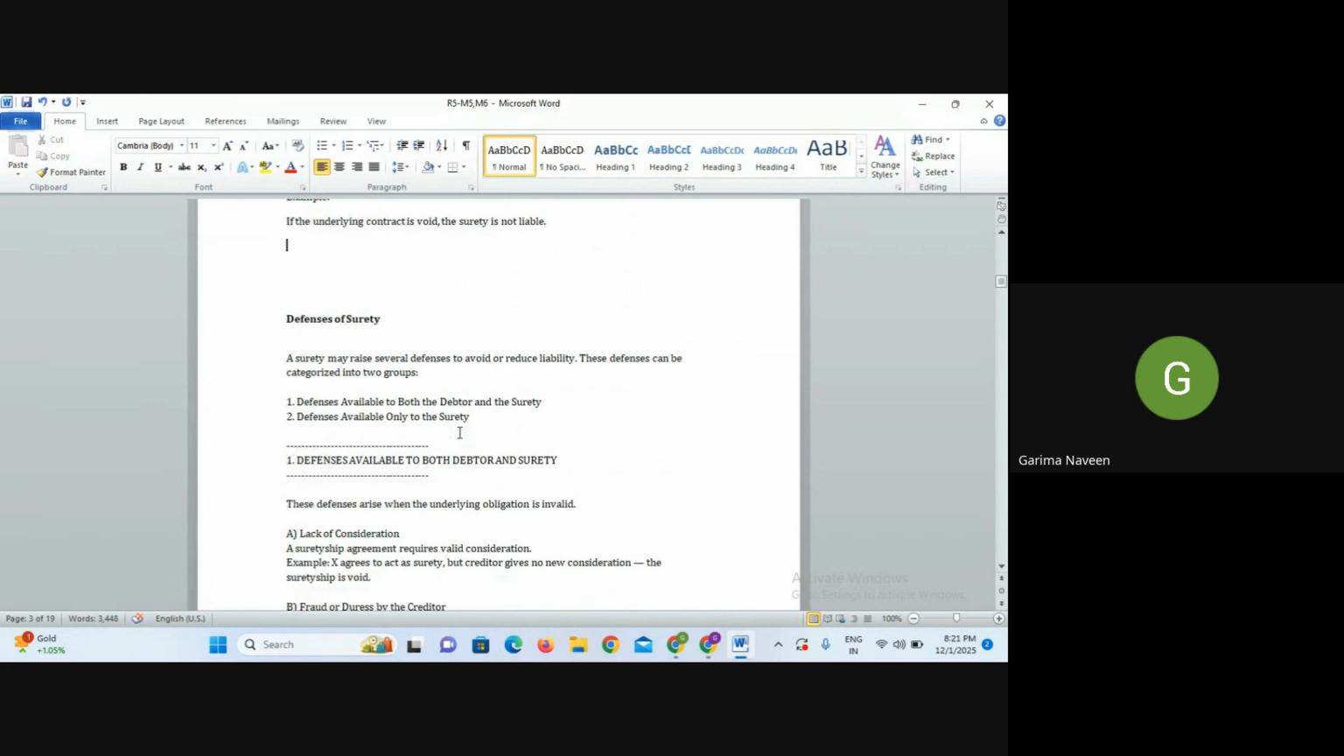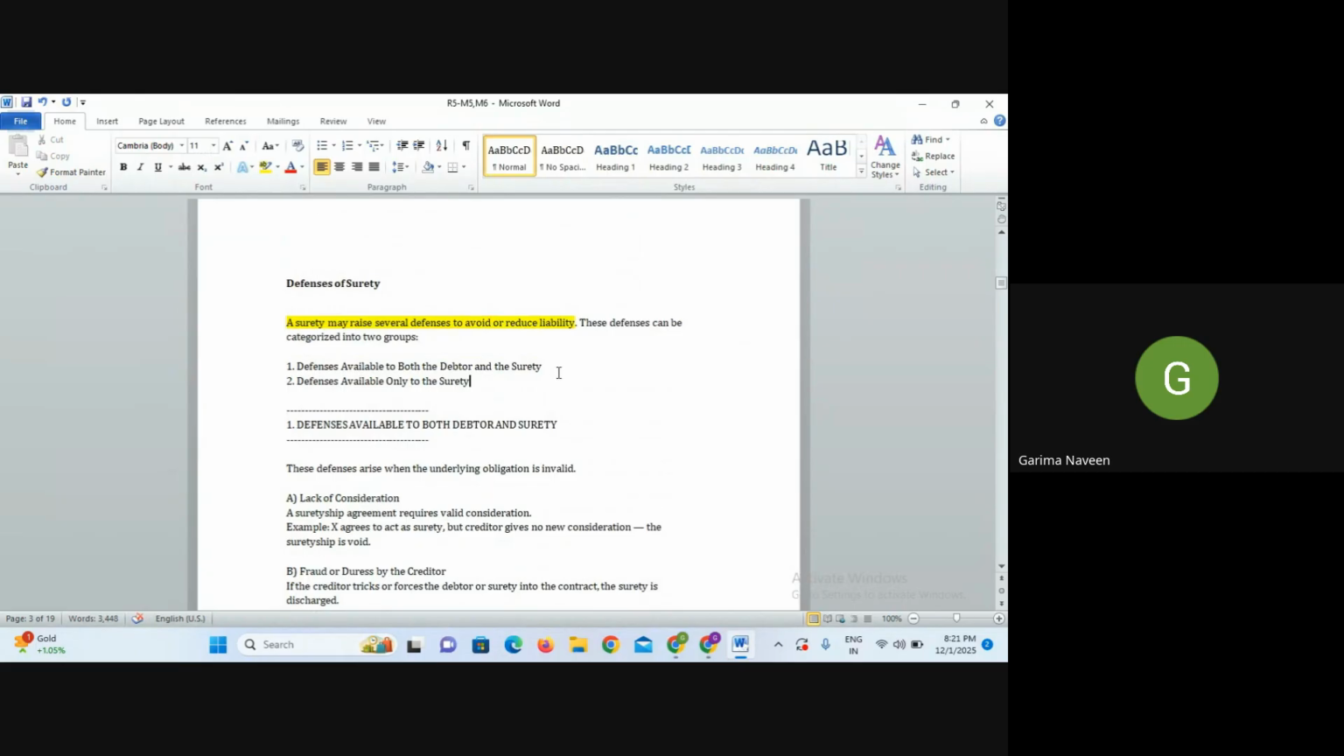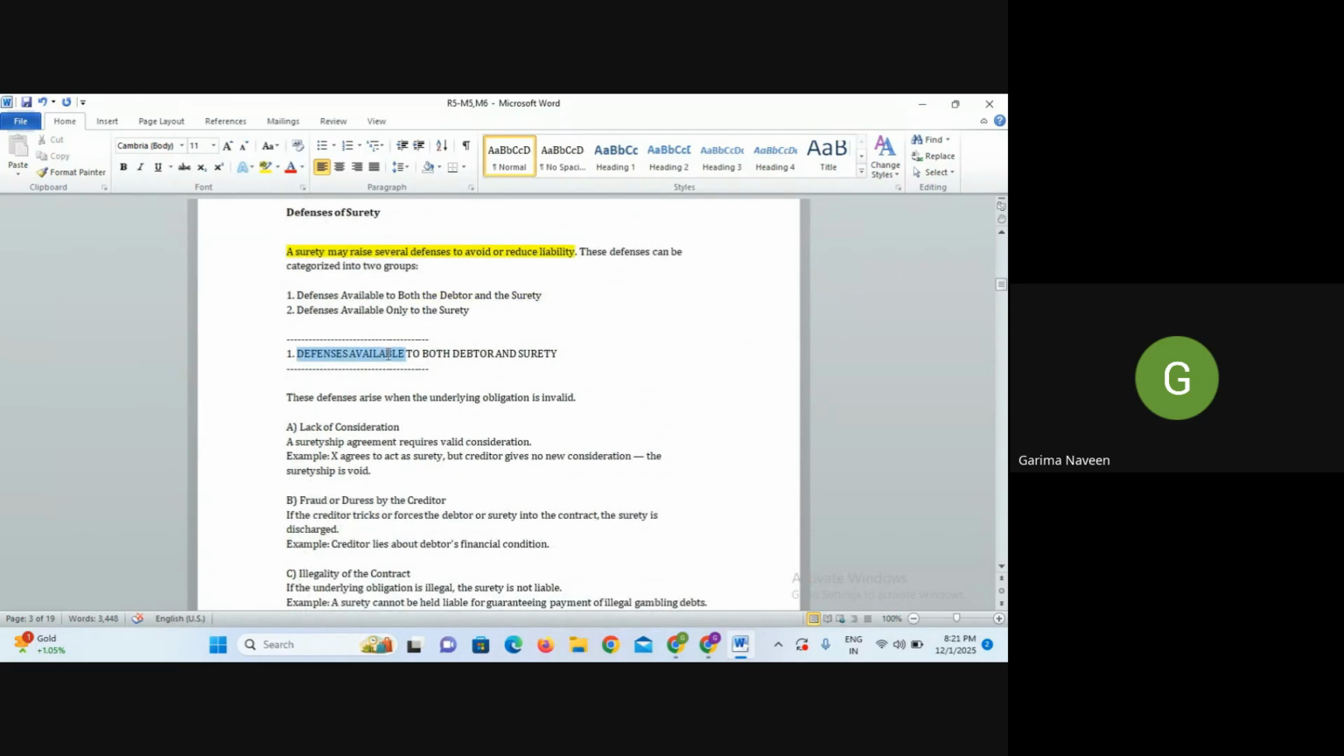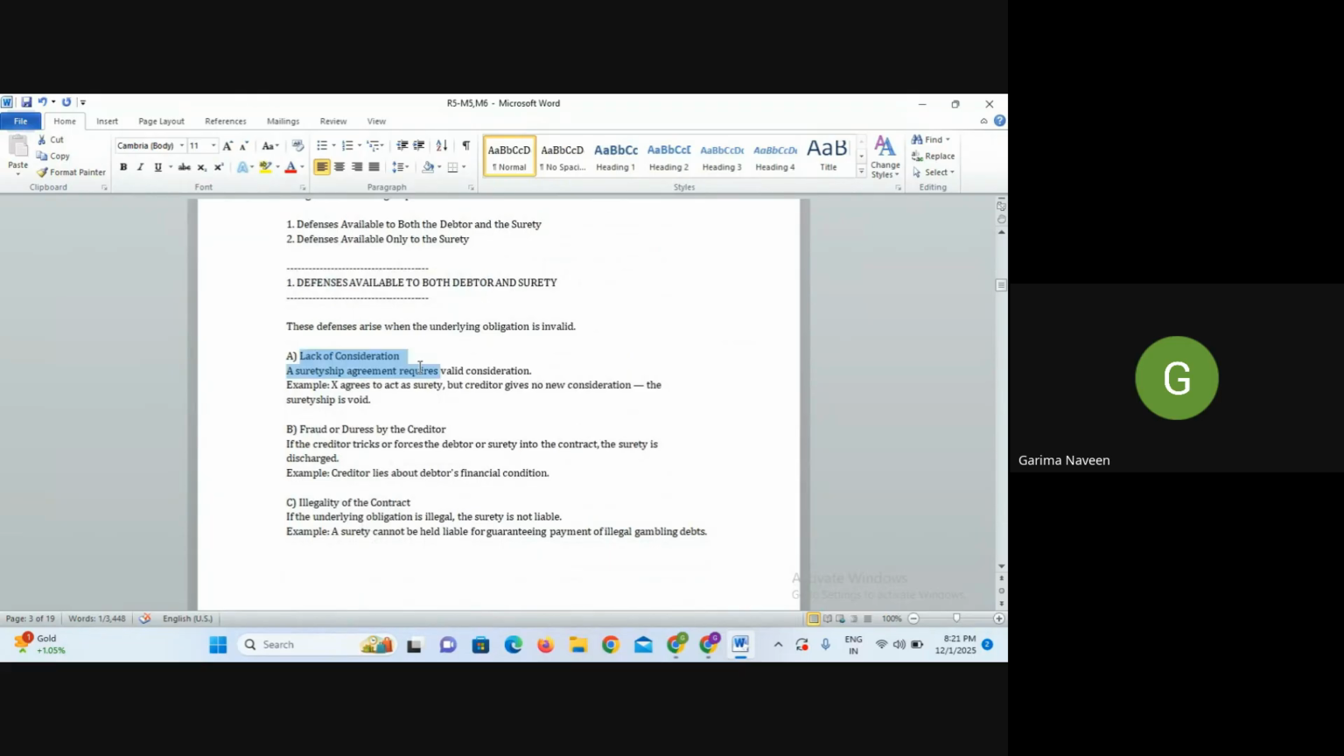So here are some of the defenses that you can use to avoid or reduce your liabilities. First are defenses available to both debtor and surety. What are the defenses that both the debtor as well as the surety can use? First is lack of consideration. A suretyship requires valid consideration. If no valid consideration is involved, that means there is no valid contract, and due to which they can use it as a defense to escape their liabilities. Okay.